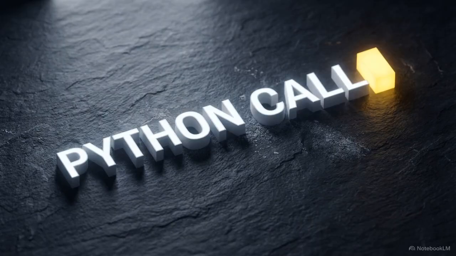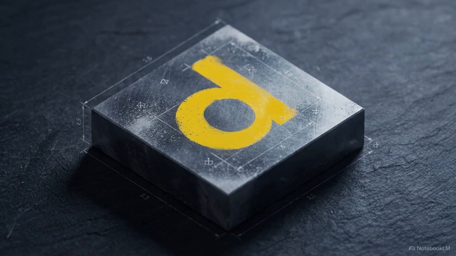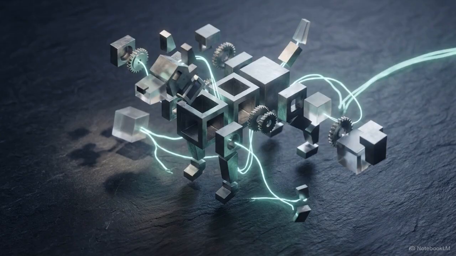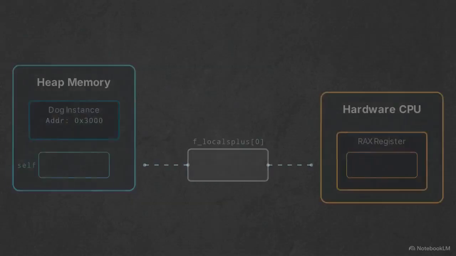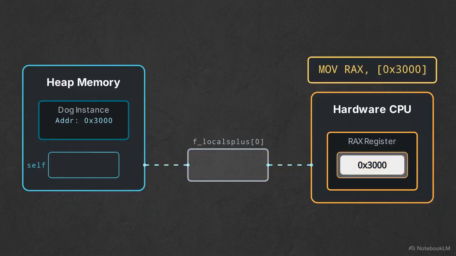Take a simple method call, like d.bark. Most developers read this as an object performing an action. They see the instance d as the owner of the bark behavior. But there are no methods inside objects. Execution is a pipeline that routes memory pointers into physical CPU registers.